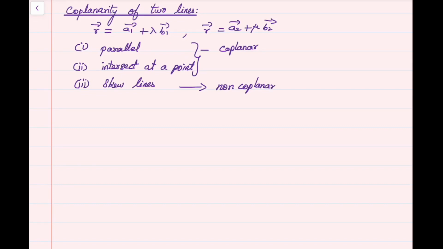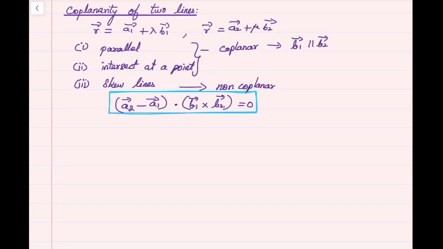So, coplanarity of two lines we can check by b1 parallel to b2. If these two vectors are parallel, the lines are parallel, therefore they are coplanar, we can conclude. Now, we have to check whether the lines are intersecting lines or skew lines. We can check by shortest distance. It is enough if you calculate the numerator of the shortest distance formula, which is (a2 minus a1) dot (b1 cross b2). If this is 0, shortest distance is 0. That means the lines are intersecting each other, therefore they are coplanar. If this is not 0, they are skew lines, therefore they are non-coplanar.